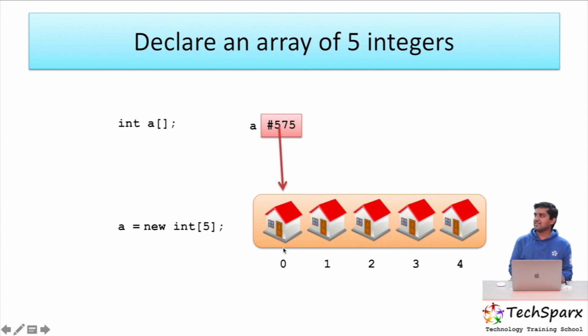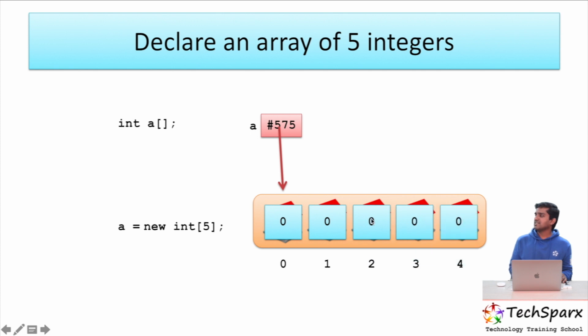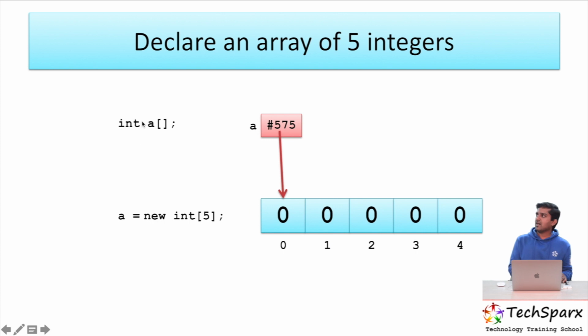I hope this is clear. So we'll just replace all the independent houses, because an array is nothing but a collection of independent houses. A collection of variables is a, so each independent house is an integer, and integers have default value as zeros. Now completely remove it. So how do you declare an array of 5 integers? Declare the reference variable and allocate the memory, default values will be initialized.